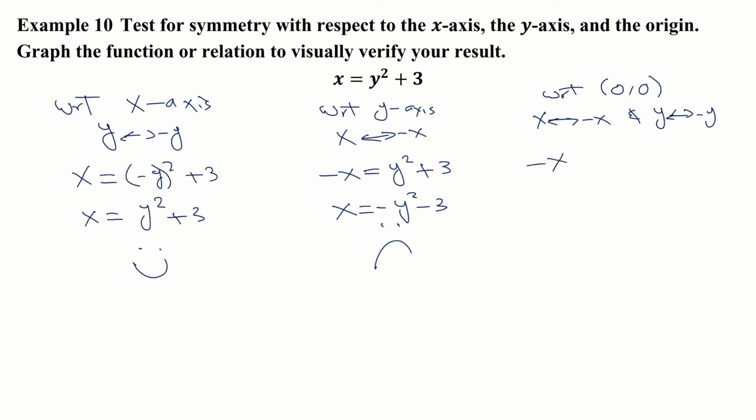So we get negative x equals quantity negative y squared plus 3. So negative x equals y squared plus 3. So x equals negative y squared minus 3. We did not get back to the original equation. So it is not symmetric with respect to the origin either. So this equation has a graph that is only symmetric with respect to the x-axis.